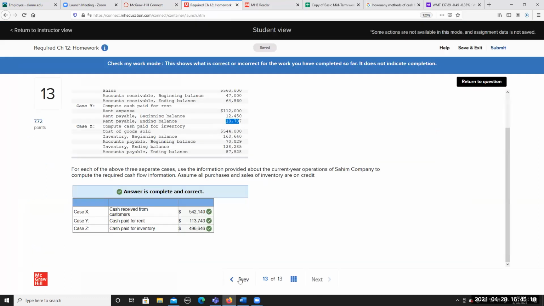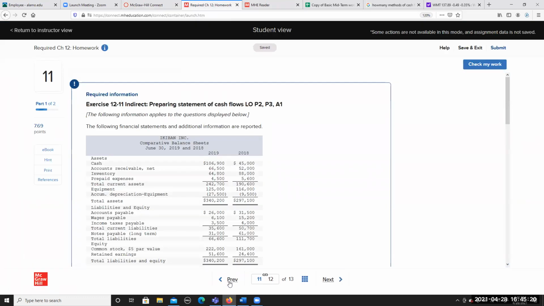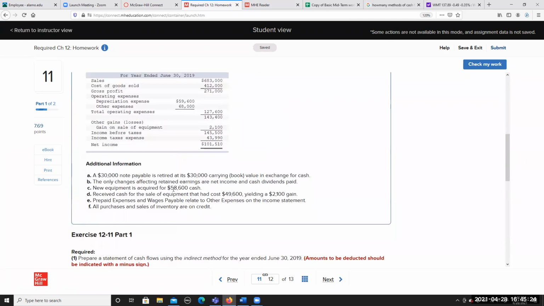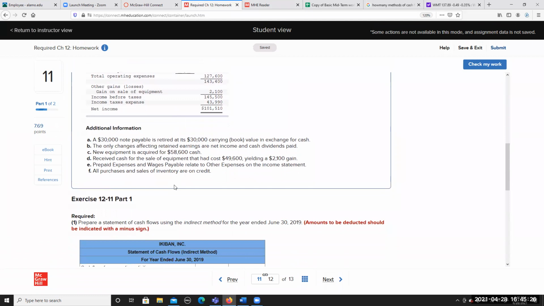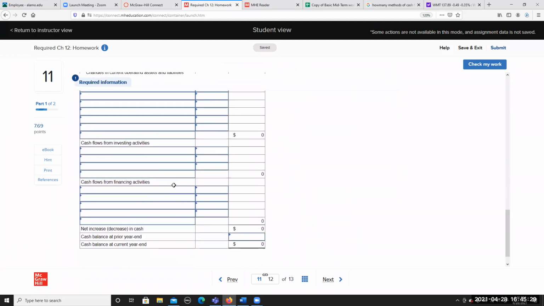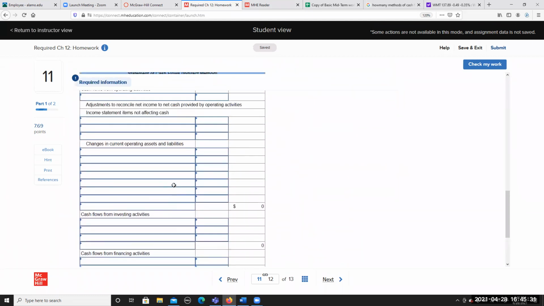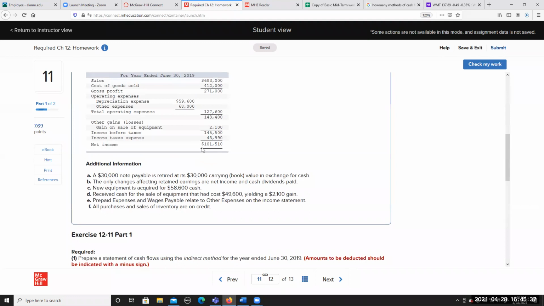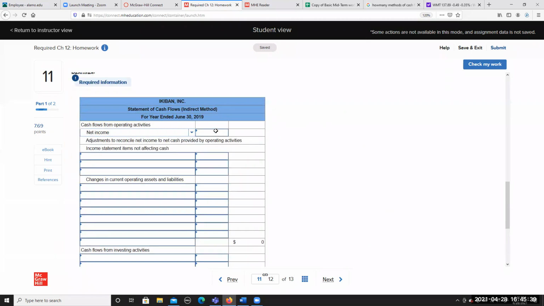All right, so we'll do one more thing here, looking at this indirect method. A 30,000 note payable. So here you're putting the 3 of them together. So let's see if we can get you started. We're going to start off with net income. Do we have net income? Yeah, 101,510.